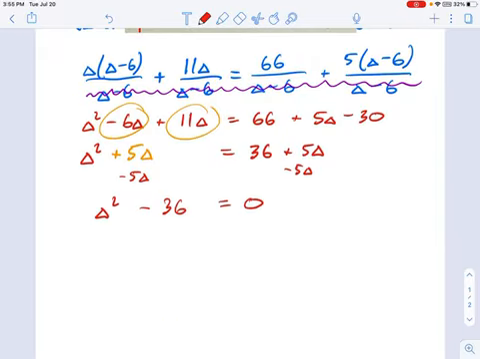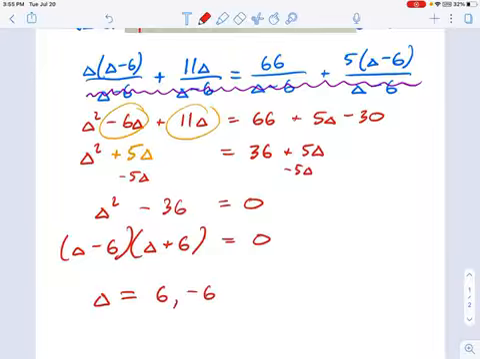That's the difference of squares. If you remember your trinomial identities, you don't need to think too hard about the factoring when it's a difference of squares. It's just delta minus 6 and delta plus 6 equals 0. Which means we have two solutions here. Oh, not x. Here are our two solutions. Delta equals 6 and negative 6.